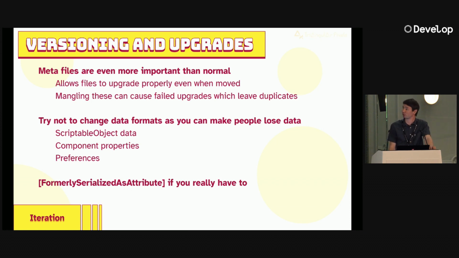And similarly, once you've done your first release, it's very important not to change your data formats unless you really need to. Scriptable object data, component properties, preferences, very easy to change in your code, but then the serialization won't match. And the key thing to realize is users will be losing data. That sucks for them, and just saying, just recreate your data in the new version, is not a very good response to that. If you really, really need to, there is the FormerlySerializedAs attribute, but that only covers renaming and won't help you in terms of changing type. So it's not as helpful as it first seems.